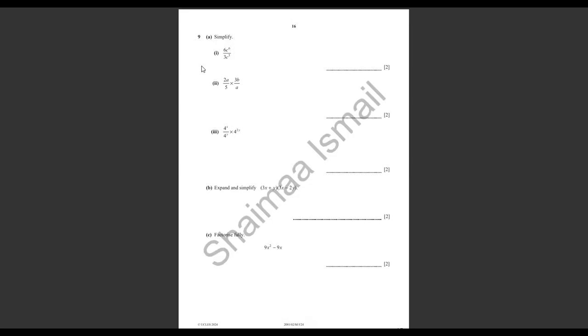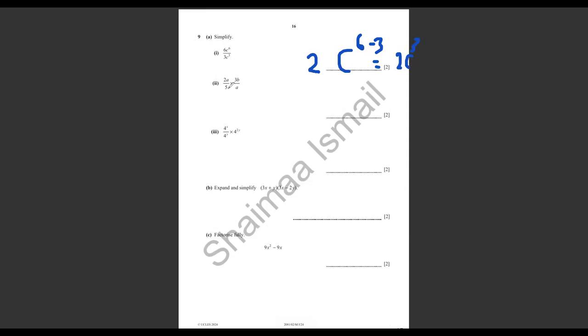Here is simplifying, numbers with numbers, letters with letters, common letters with common letters. Here we have 6 dividing by 3, which gives us 2, and c to the power of 6 minus 3. So we subtract the powers directly. So the final answer is 2, c to the power 6 minus 3, which equals c to the power of 3.